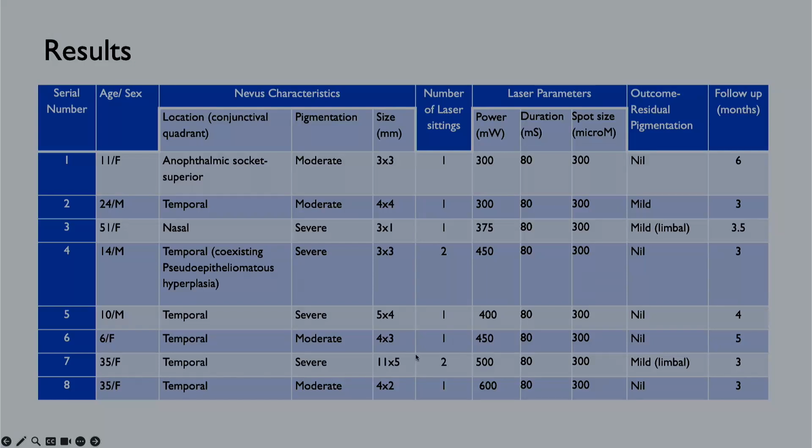This is the result. This was a pilot study with 8 patients, and you can see that they were moderate to severely pigmented nevus. We kept the spot size and the duration fixed, and the power we varied from 300 to 600 depending on the amount of pigmentation. We looked into the residual pigmentation at 3 months follow-up, and as you can see, 3 patients had mild pigmentation at the limbus, which was because we didn't laser the limbus. This was the first study we were doing. Maybe moving forward we will be lasering the limbus as well.